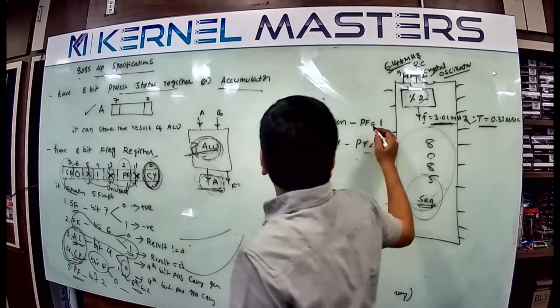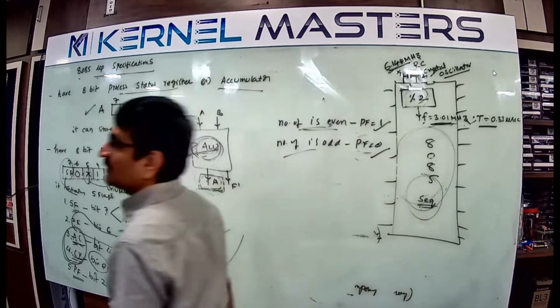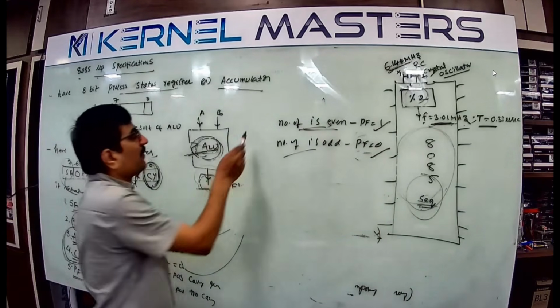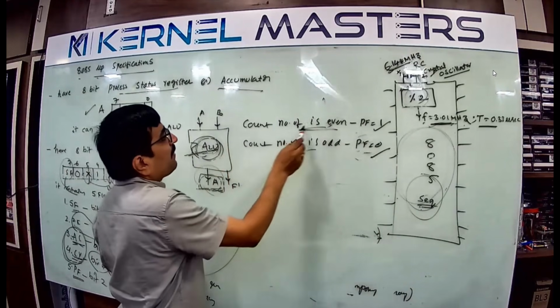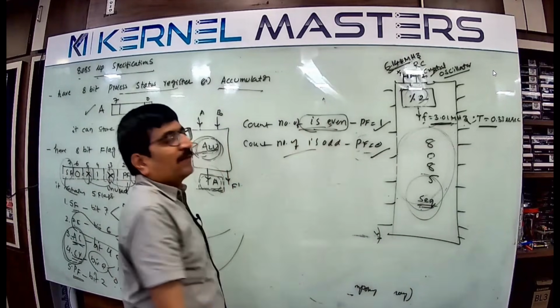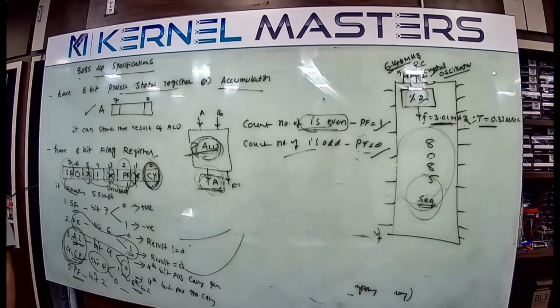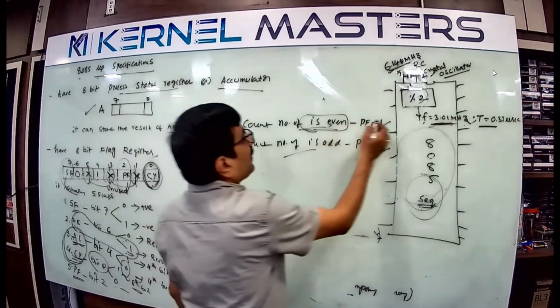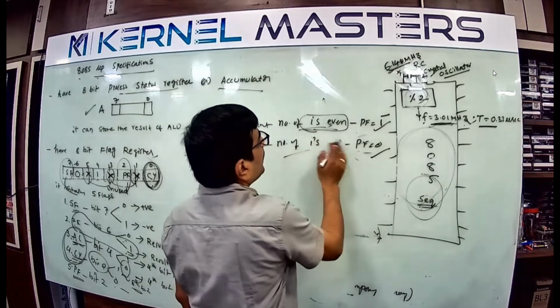The parity flag, true or false? Count the number of ones in the result. If the number of ones is odd, PF equals 1? If the number of ones is even, PF equals what? Tell me, 0. Okay, even number is 1 only and odd number is 0. Yeah, correct. Even is 1, odd is 0.